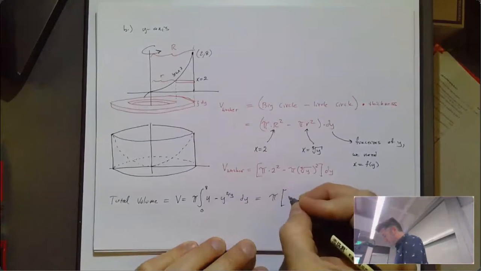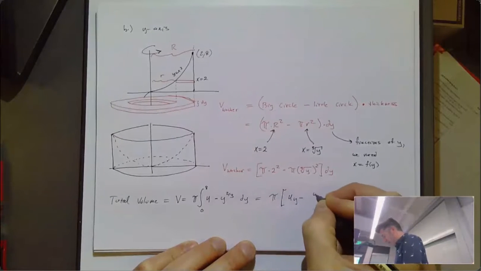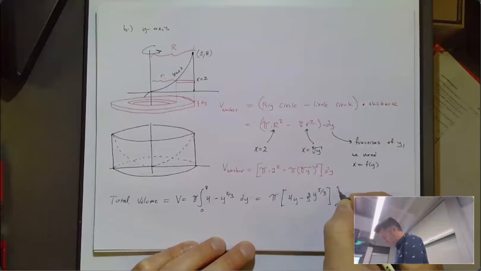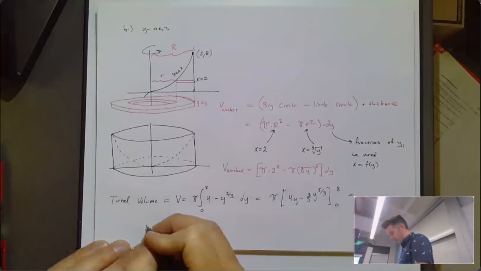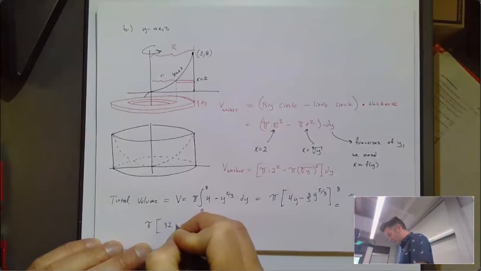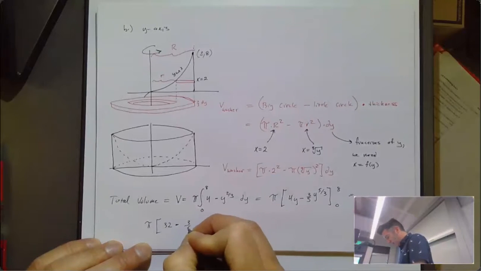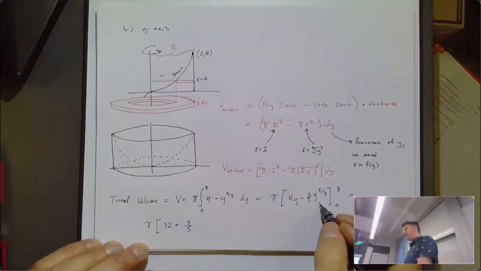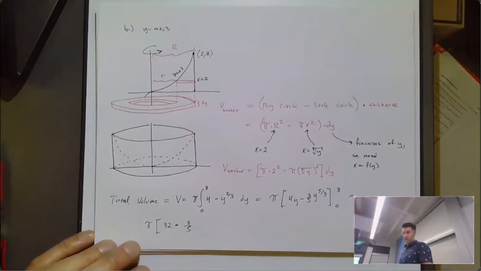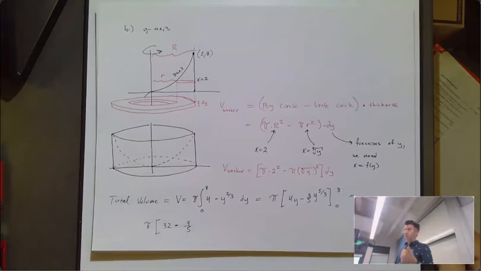So integrating this, we get 4y minus y to the 5/3 divided by 5/3, which is like multiplying by 3/5, from 0 to 8. And then we plug in and we get pi times 4 times 8 is 32 minus 3/5 times 8 to the 5/3 power. Seems terrible, but let's think about this. 8 to the 5/3 is the cube root of 8, which is 2, raised to the 5th power. And 2 times 2 times 2 times 2 times 2 is 32.